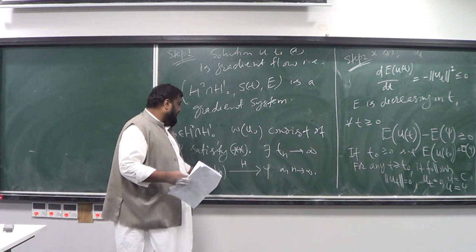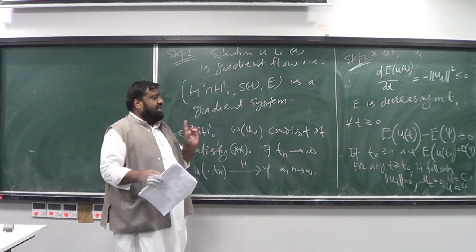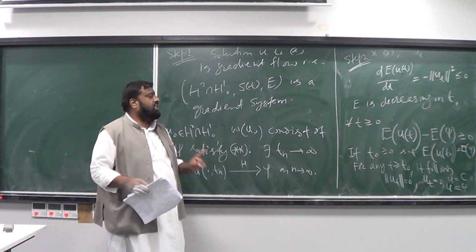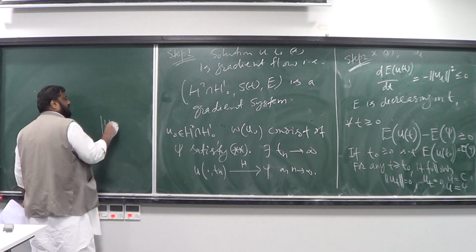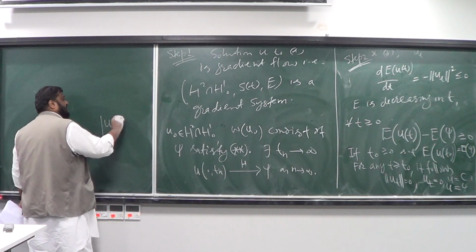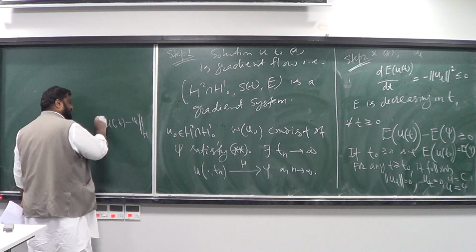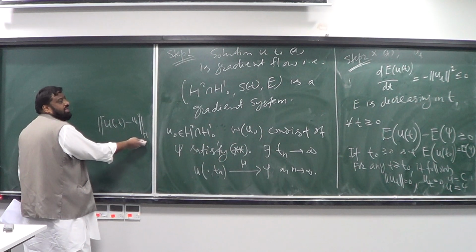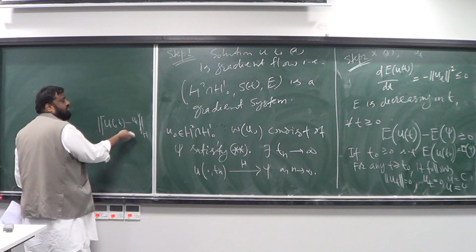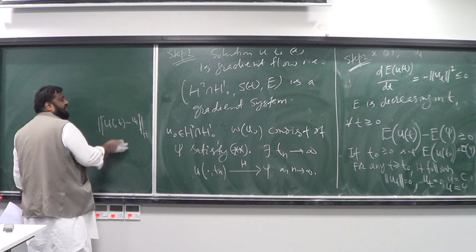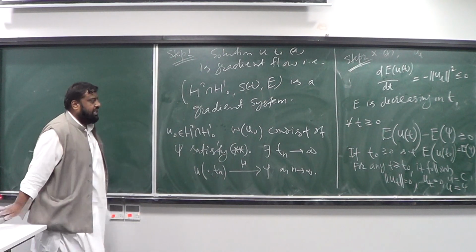Because I know that u at t_n converges to psi. Now, if u is precisely equal to psi, then obviously u at time t minus psi in its H norm must be equal to 0 for all time t, and it will be 0 as t goes to infinity. So you have the conclusion of the theorem if u is precisely equal to psi.